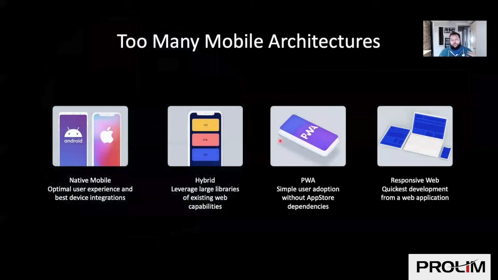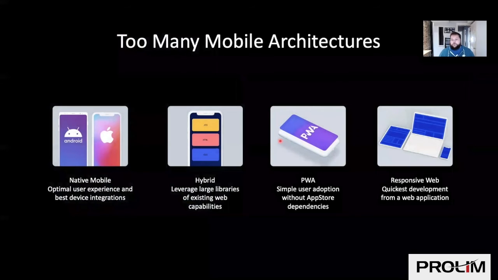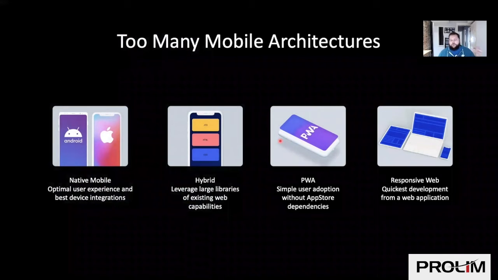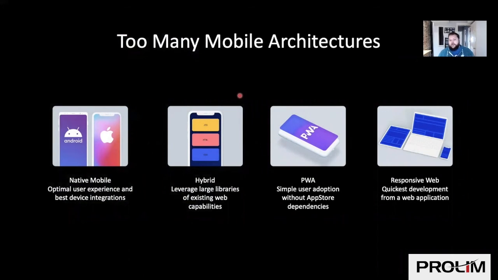Taking a step back, looking at the different types of mobile technologies in the market, there are 4 leading technologies: native mobile, hybrid mobile, PWA, and responsive web apps. Generally speaking, within these 4 technologies, there are 2 categories. The ones on the left are what we would call app store based applications. In order to use a native mobile app or a hybrid mobile app, you have to go to the Google Play Store or the iOS Store to download your application. So that's app store based.